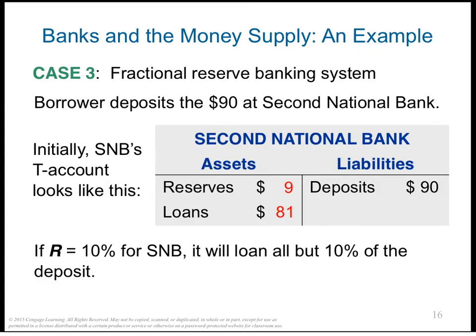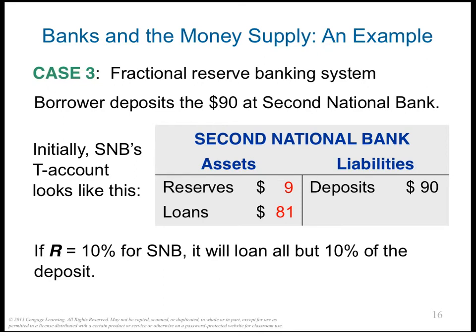Let's continue. Let's say this borrower deposits this $90 at the Second National Bank. Initially, Second National Bank's T accounts look like this: deposits $90, and since there is a 10% reserve requirement, $9 the bank cannot give as a loan. And the remaining amount, the bank can loan out, okay? The amount of the loan will be $81.